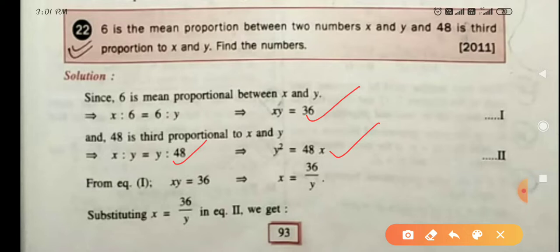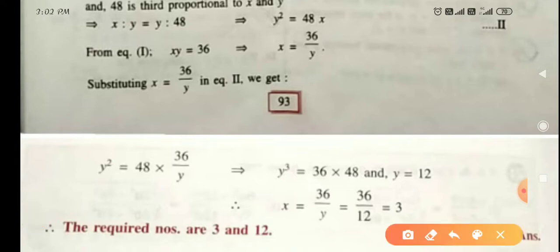From equation 1, if you find the value of x, then it will come 36 upon y, and this 36 upon y you can put in equation 2. So you will get y² equals 48 into 36 upon y, y³ equals 36 multiplied by 48, y equals 12. After getting the value of y, you can put this value of y here, so it will come x equals 3. So like this, two numbers x and y you can find. These numbers are 3 and 12.